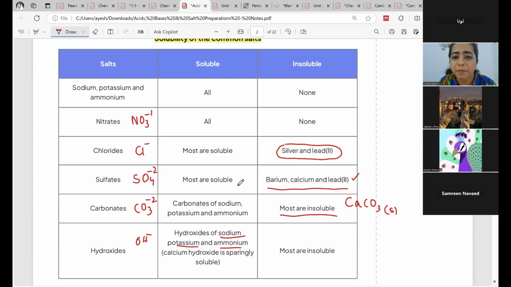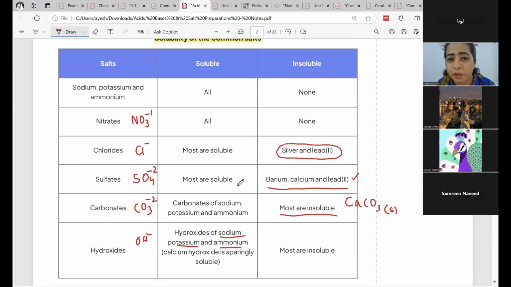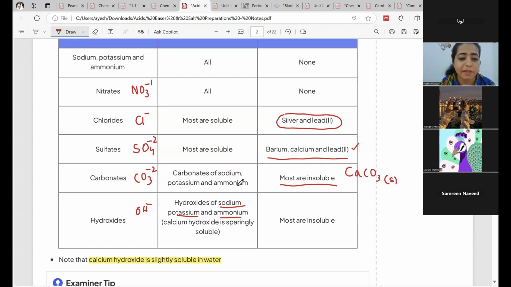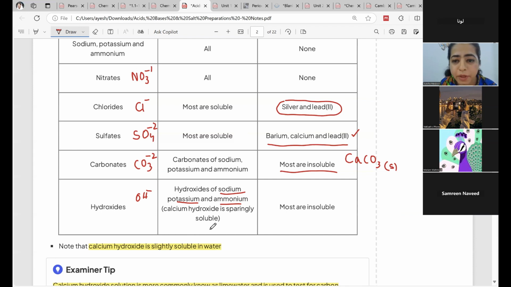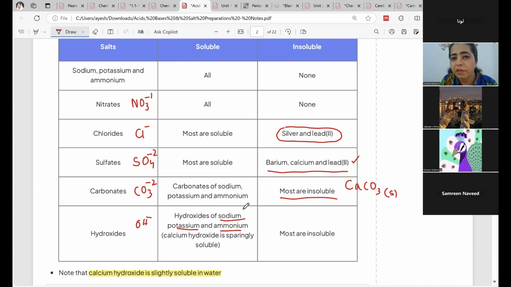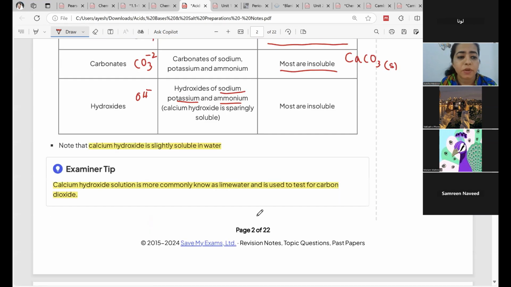So this table is basically, yes, Luna. But does sparingly mean partially? Slightly. Oh, slightly. Okay, sparingly means slightly soluble in water. Okay. So this table you have to learn, only then you can apply these rules in the whole chapter and easily you can make any kind of salt. Okay. So let's move forward.